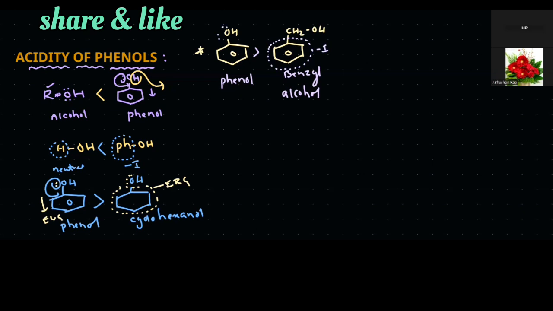Then next, if electron releasing groups and electron withdrawing groups are attached to the phenol, what are the acidic strengths of the given compounds? We will discuss now. This one is phenol, the first compound. Next, the second one.